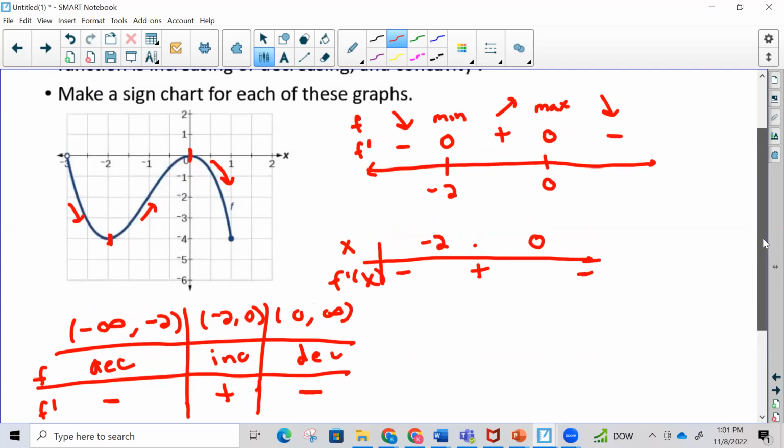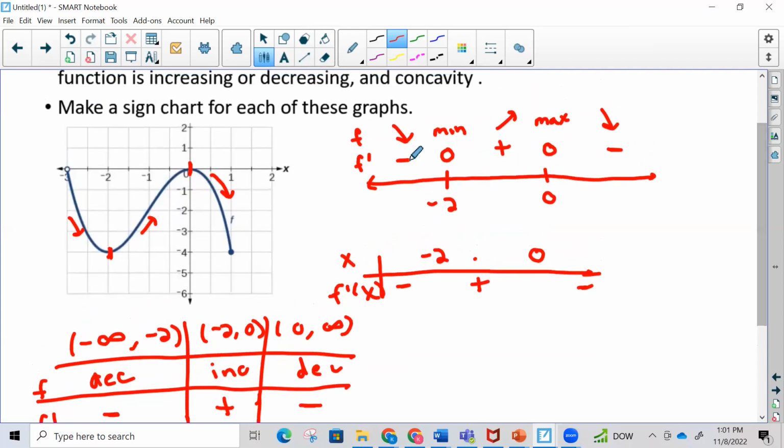So the main point of the sign chart is to show the relationship between what is happening with f and f prime in one easy picture to see.